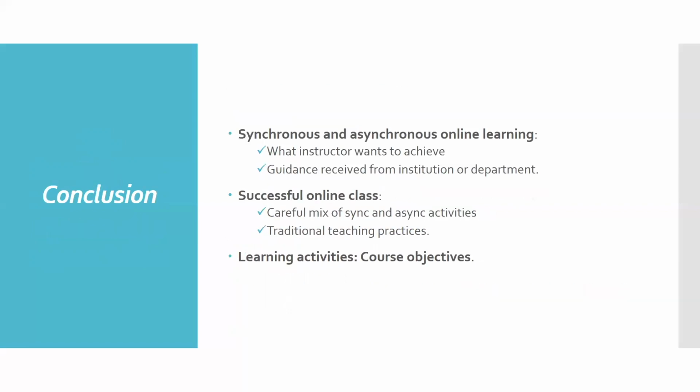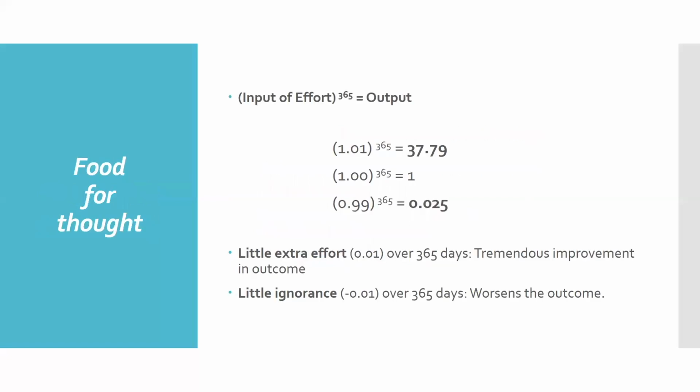Now, I would like to conclude the sessions by saying that synchronous and asynchronous online learning each have their own place. Which type of learning and what kind of strategy you should adopt depends on what you as an instructor want to achieve and the guidance that you may have received from your institution or department. The key to a successful online class is to use a careful mix of these activities along with the traditional teaching practices. Collectively, all the learning activities would be geared towards achieving the course objectives.